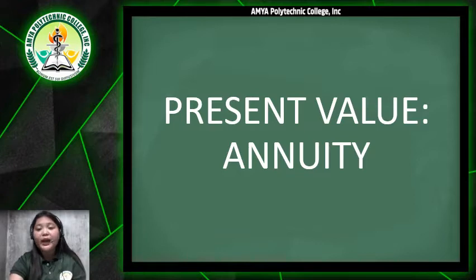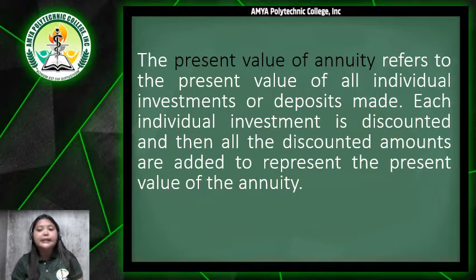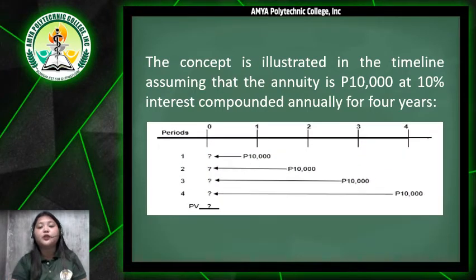So present value of annuity refers to the present value of all individual investments or deposits made. Each individual investment is discounted and then all the discounted amounts are added to represent the present value of the annuity. The concept is illustrated in the timeline, assuming that the annuity is 10,000 pesos at 10% interest compounded annually for 4 years. So we have here an example illustration of the annuity of 10,000 pesos with the interest compounded.